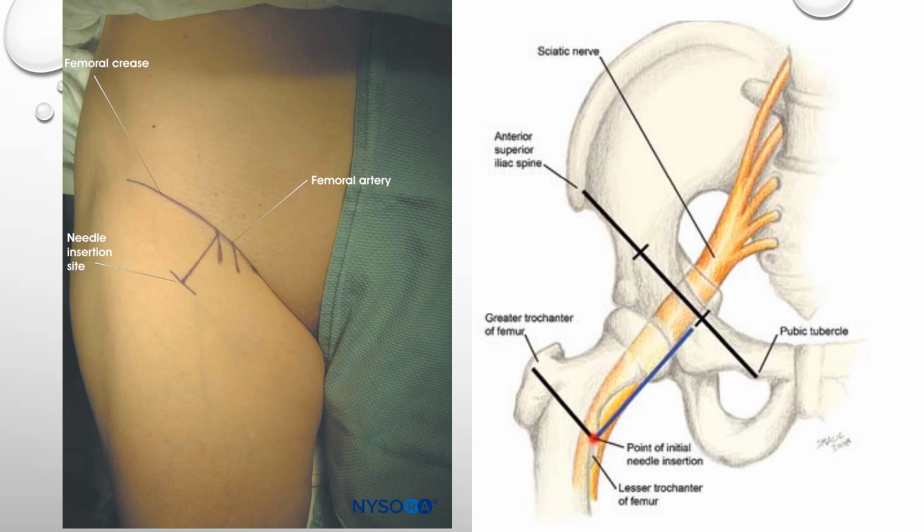For performing an anterior approach to the sciatic block, a line is drawn from the anterior superior iliac spine to the pubic tubercle. A second line is drawn parallel from the superior aspect of the greater trochanter to the first line. The junction of the medial third with the middle third, a line drawn from that to intersect the second line, is where the probe should be placed. So the ultrasound probe should be placed at the intersection of these two lines.